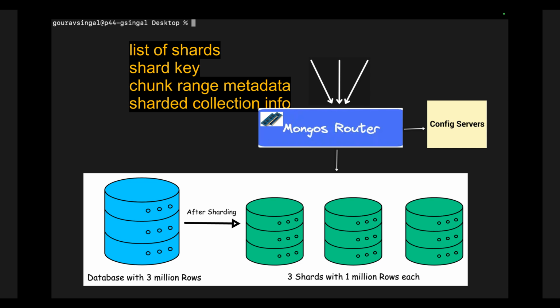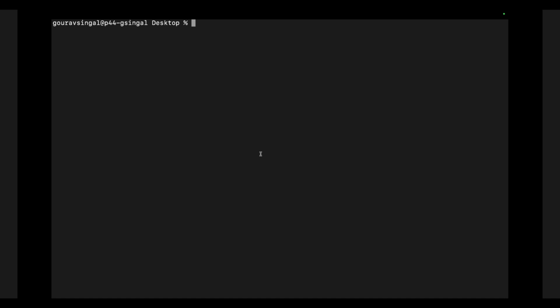If the router goes down, you can simply spin up a new one. Since it's stateless, it reloads all the necessary info from the config server at startup. For this video, we will set up a config server, a mongos router, and two shards. So first of all, let's create a Docker private network so that all our containers will communicate over a common network.